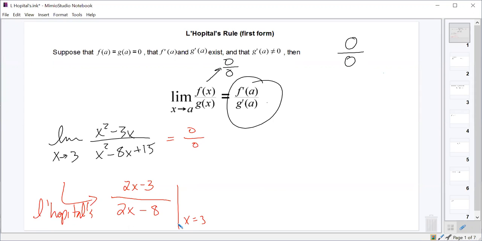Note that we did not take the derivative of this using the quotient rule. It's the derivative of the numerator divided by the derivative of the denominator. We're not actually finding the derivative of this function. We are treating it as if it was two separate functions and finding the derivative of each. And so what does that give us? It gives us 6 minus 3 over 6 minus 8, or what? Negative 3/2.